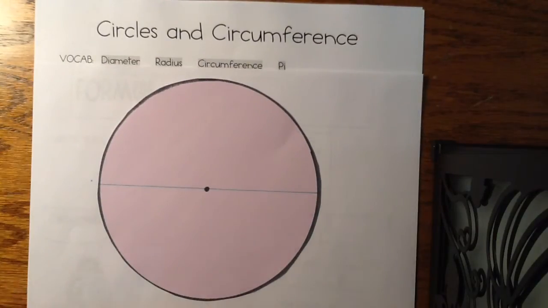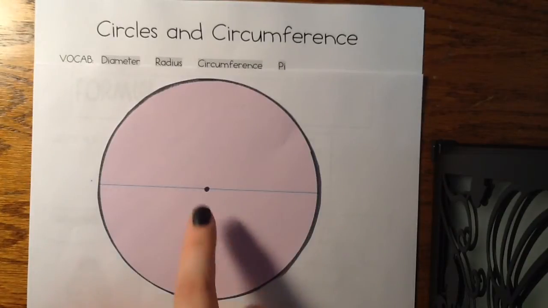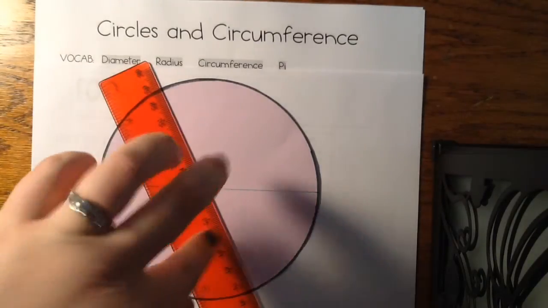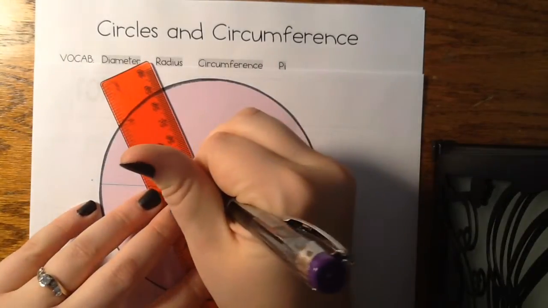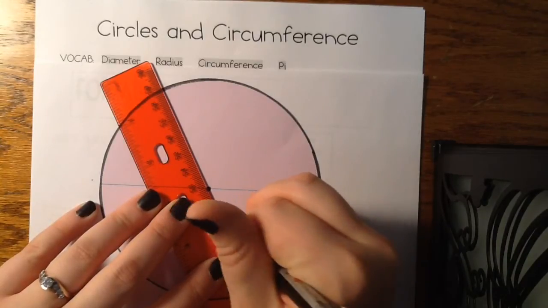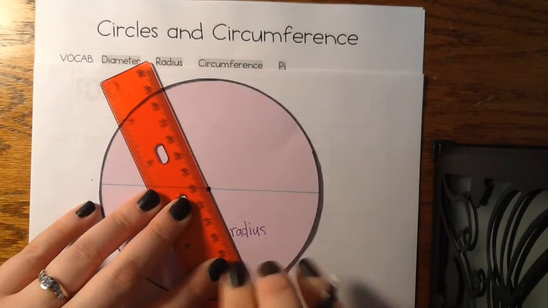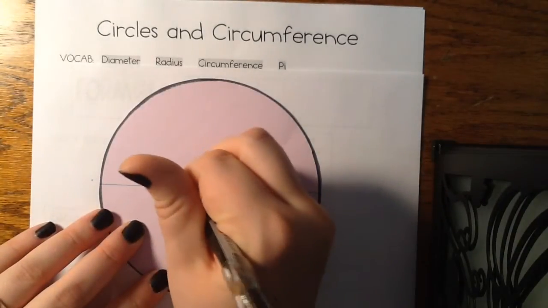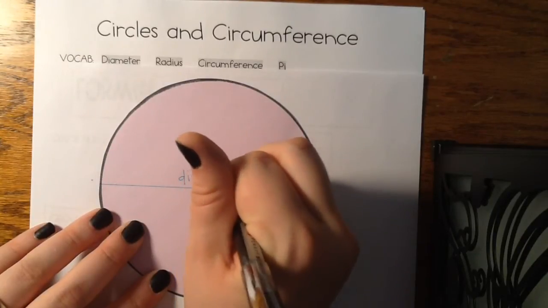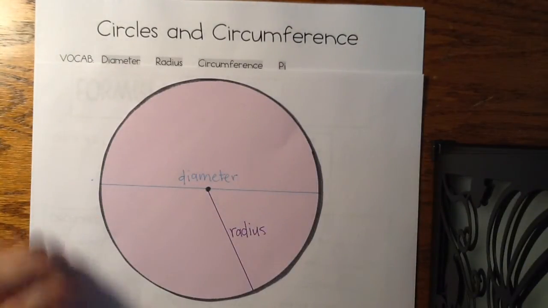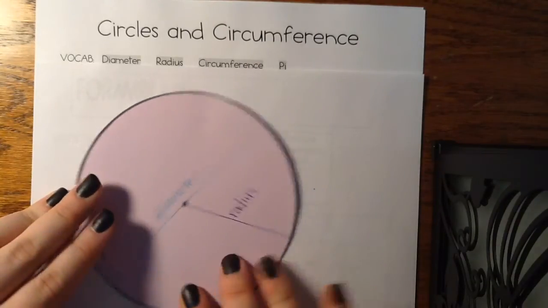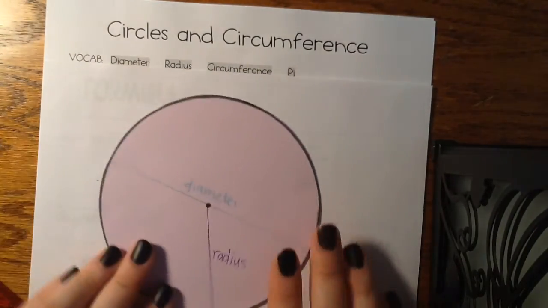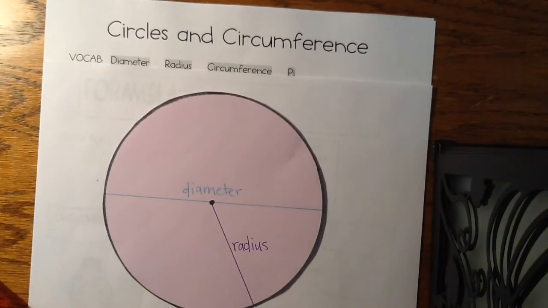Next we have our radius. Our radius is a distance from the center to any point on the circle. So we will do that in purple. So this will be our radius. Once again, the radius can be anywhere along the circle. Cool, huh?